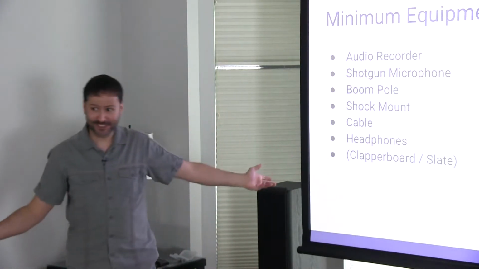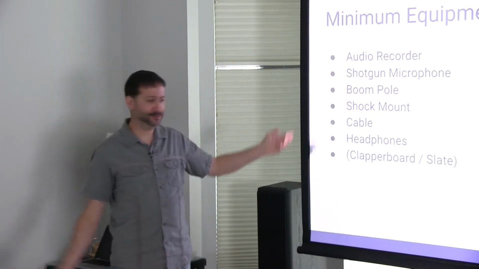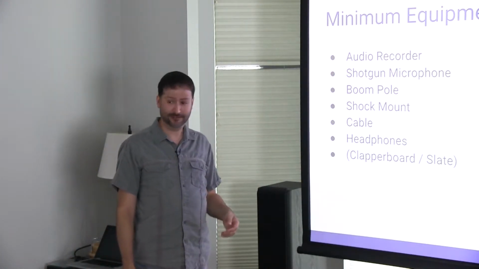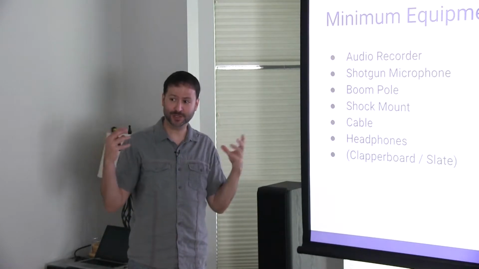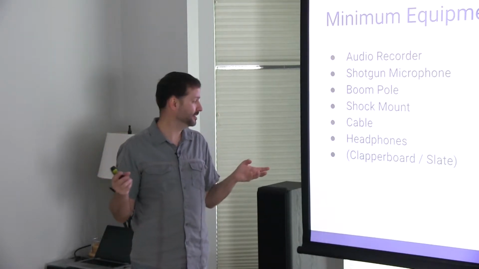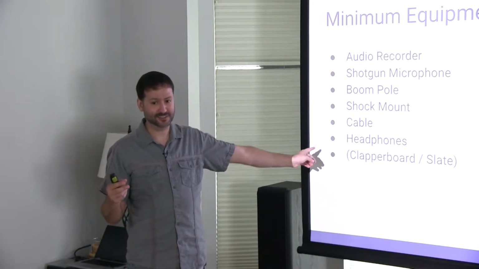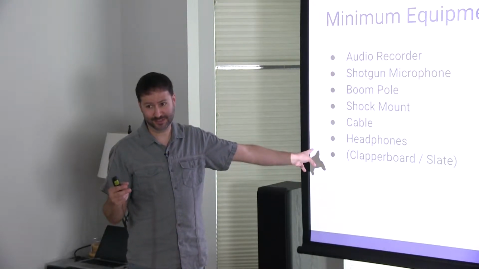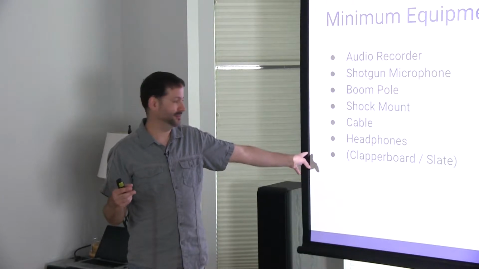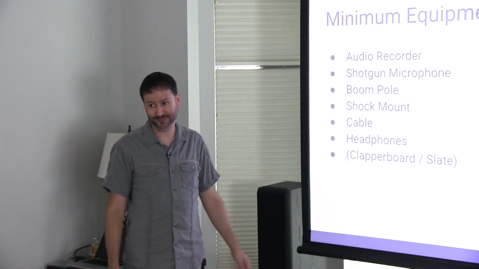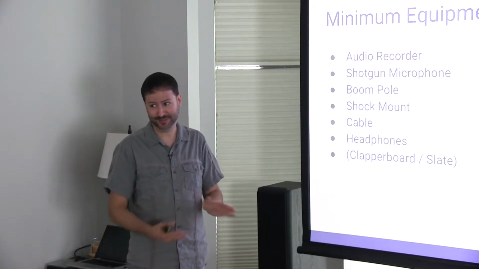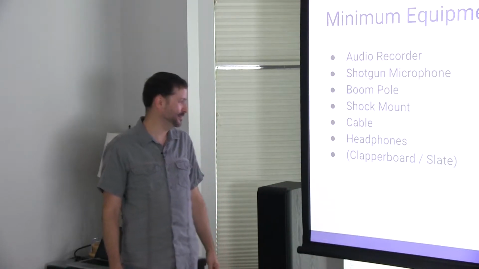You need a cable to connect the microphone to the recorder, and you need headphones so that you can hear what you're recording. It's actually very important. And I put this in parentheses because technically this is not the sound person's equipment, it's the clapperboard, but there has to be one on set somewhere. You're going to be clapping every take if you don't have one.